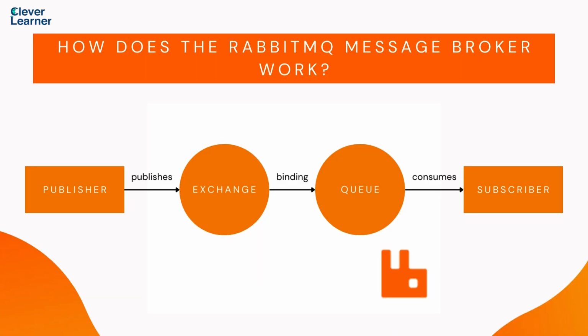Now you might be wondering how RabbitMQ works. First, we have a publisher that wants to send a message to another application, which we call a subscriber. In between the subscriber and the publisher sits RabbitMQ. In RabbitMQ, there's something called an exchange, which routes the messages to the queues, which send the messages to the subscriber. That's pretty much how RabbitMQ works.